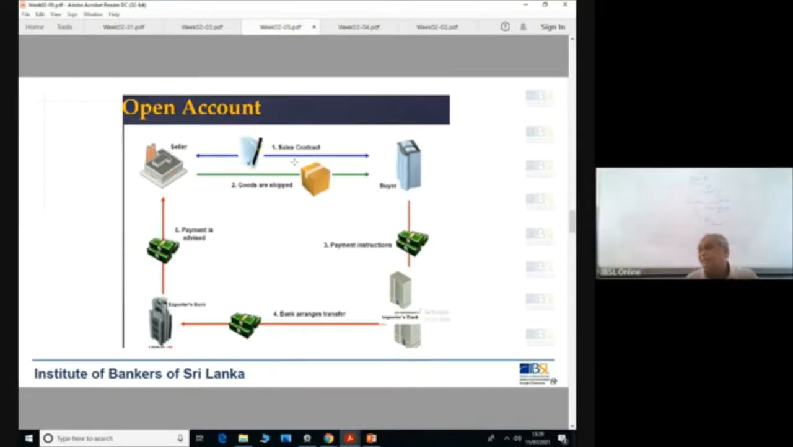Collection about 30% and LCs about 20%. LC has come down because the world has become smaller and smaller. Technology has advanced, right? Improved.